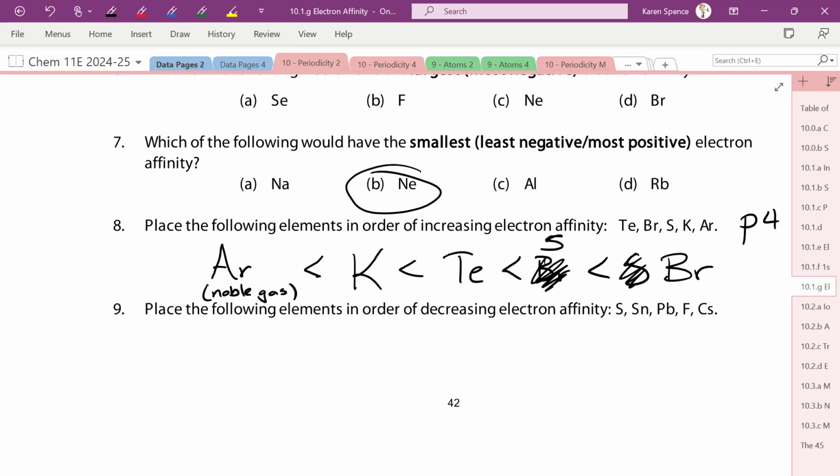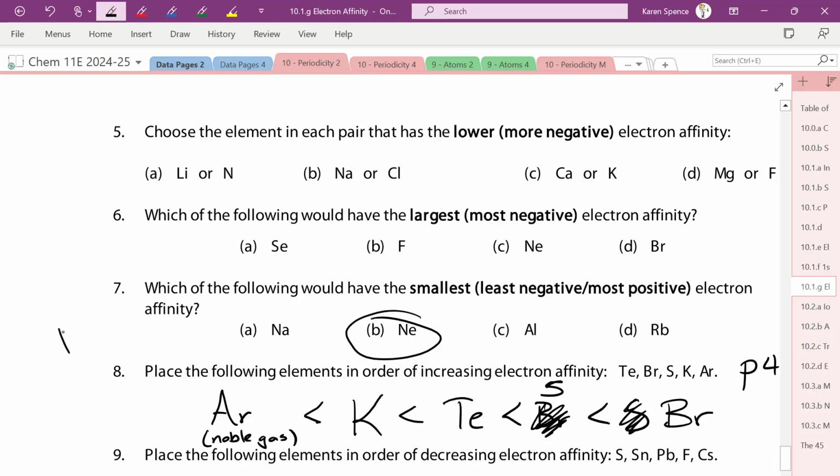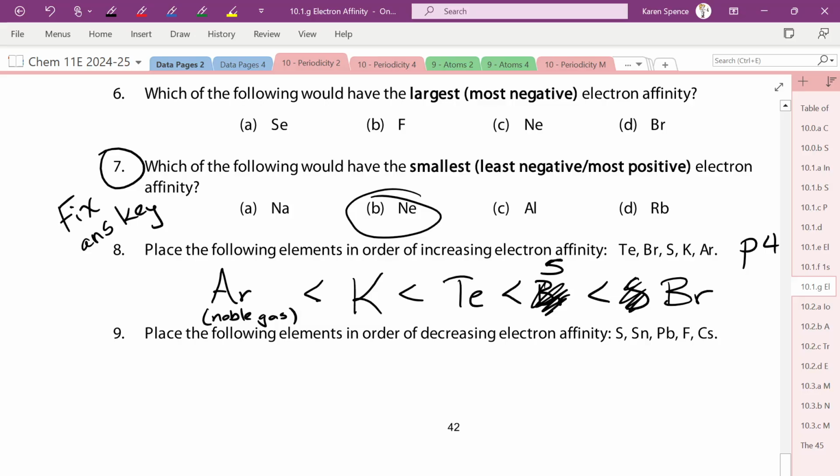Okay, so for number 7, we need to fix the answer key. And then decreasing electron affinity. So our most would be fluorine, because fluorine is small and it has a high Zeff. It is the smallest and it has the highest Zeff. Now the rest of them, we've got metal, metal, metal. So I'm going to assume it's going to be S, because S likes to gain electrons to become S2-.